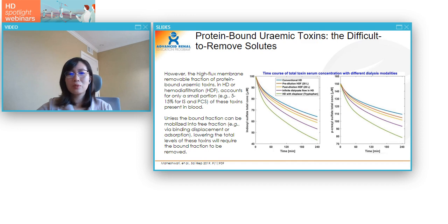We did some in-house work simulating the removal of those protein-bound uremic toxins with different treatment therapies. So the blue line, you can see, is conventional hemodialysis. For example, for indoxyl sulfate, the figure on the left-hand side, it only has some reduction ratio like 30, maybe in some cases 40%. Even with hemodiafiltration, there is only a slight improvement.